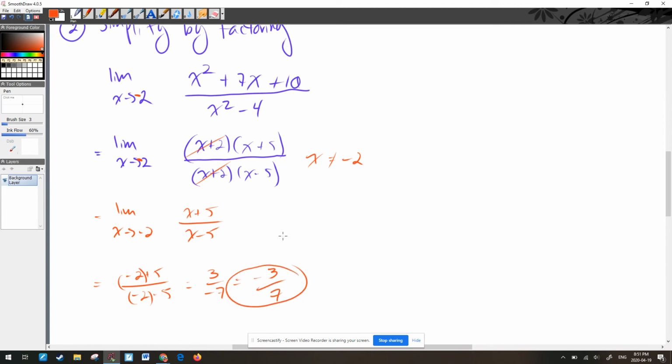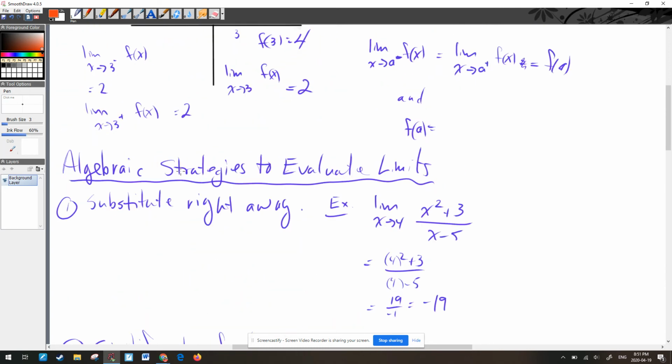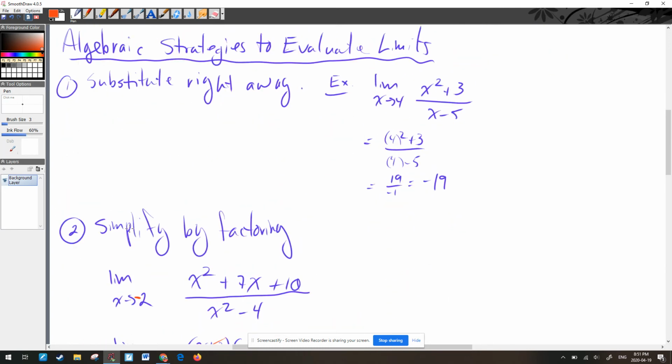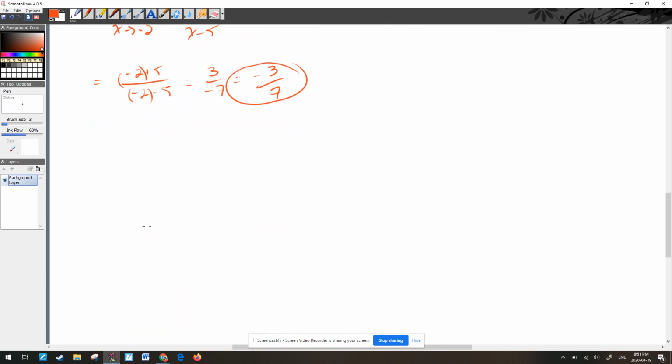So another way that we can evaluate limits algebraically is by simplifying by factoring.